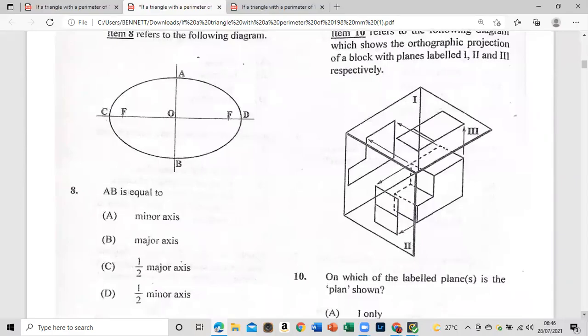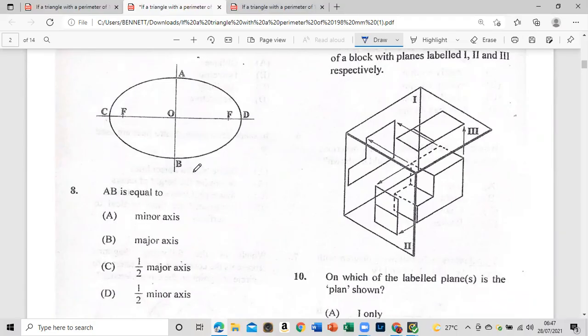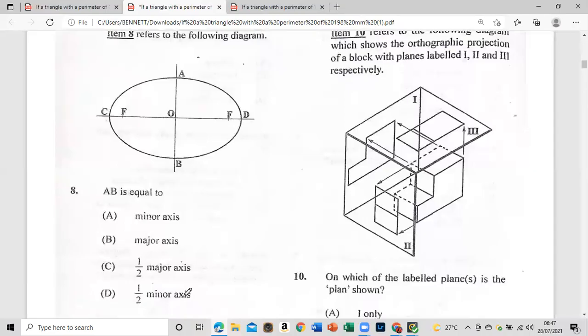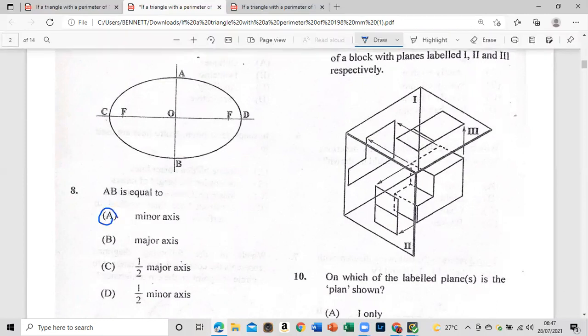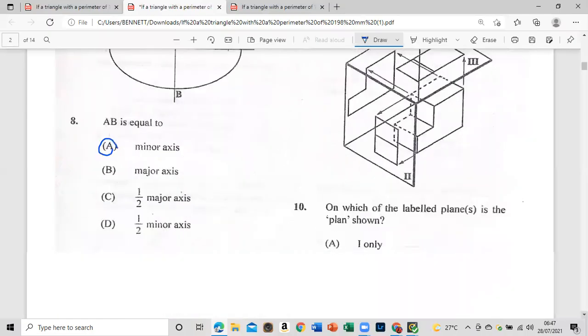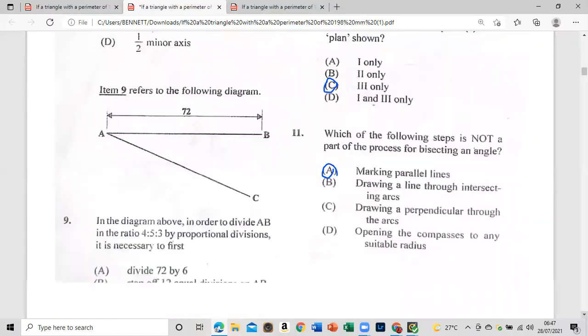Alright, item 8, refer to the following diagram. AB is equal to, so this line AB is equal to, is it a minor axis, a major axis, half a major axis, or half minor axis? And it is minor axis. You guys would have done this in your class with your teacher. So this is just to remind you, alright?